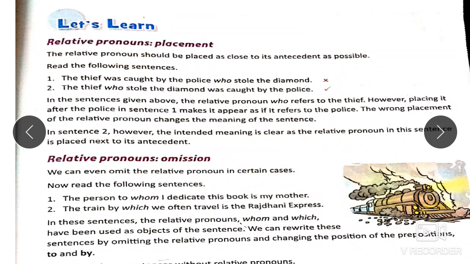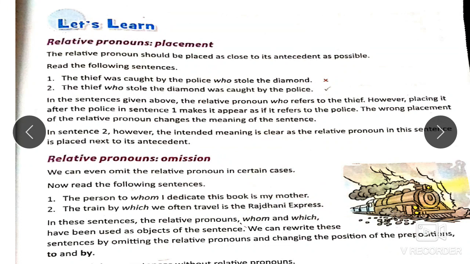Is it a grammatically correct sentence? No, it is not. But when we change the position of the preposition "to," we find that a correct sentence can be framed. Like, the person I dedicate this book to is my mother. Isn't this a correct one? Yes, it is. Next example. The train by which we often travel is the Rajdhani Express. If we omit "which," the train we often travel by is the Rajdhani Express. This is again a grammatically correct sentence.